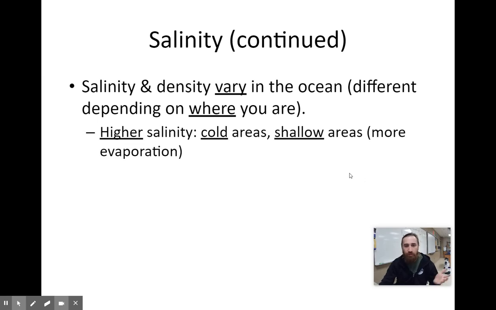So higher salinity is going to be in your cold areas and your shallow areas because there's more evaporation. So in your shallow oceans, you have more evaporation. But remember, when we evaporate, we're not taking the salt out. We're only taking the water.